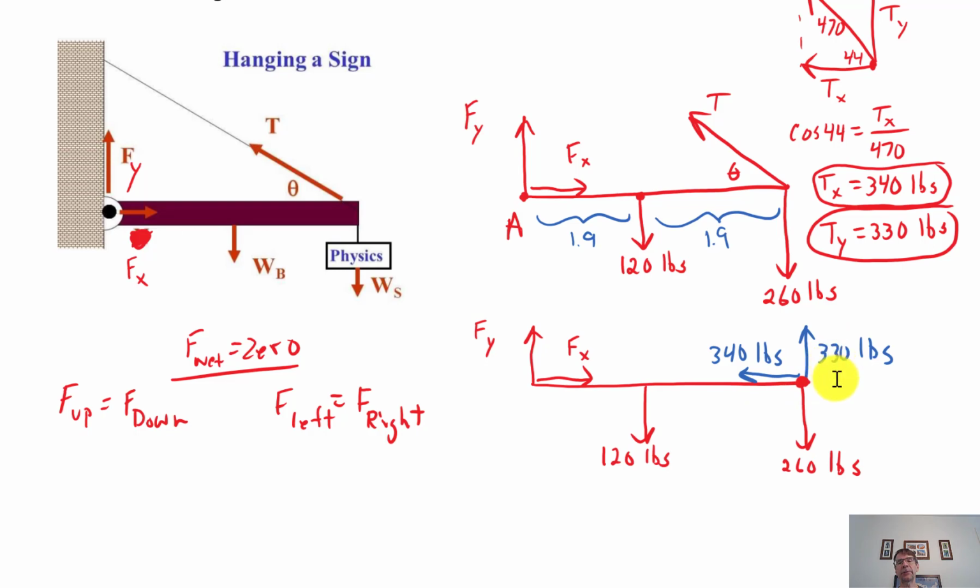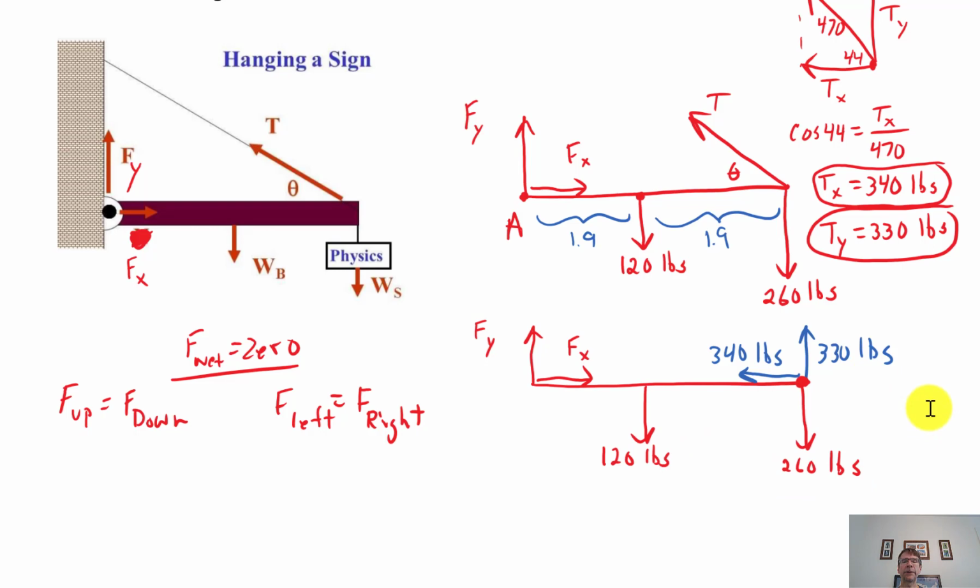So I've got the 330, T sub y, which I calculated right there, and T sub x is 340. So I still have the 260 down, the 120 down, and maybe you can start to see this. So far over here on the left, I have to have my condition for equilibrium. F net has to be 0. All the forces have to balance. All the down forces have to balance the up forces. Well, now I have two forces up, F sub y and 330, and two downs.